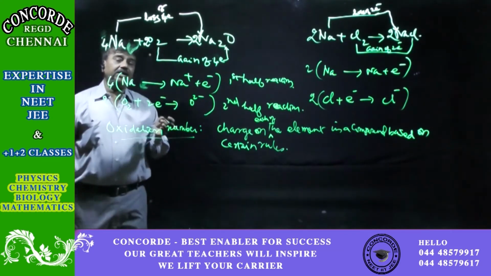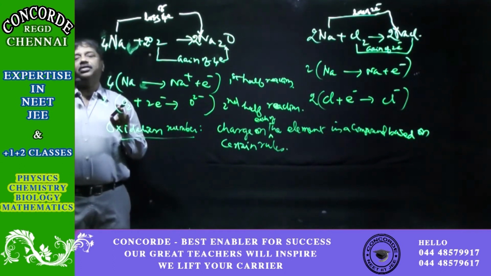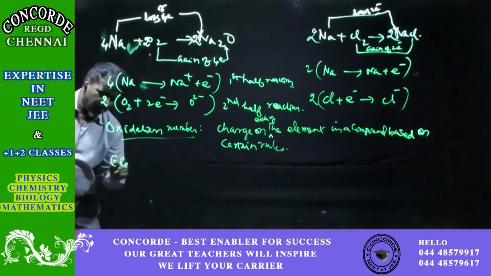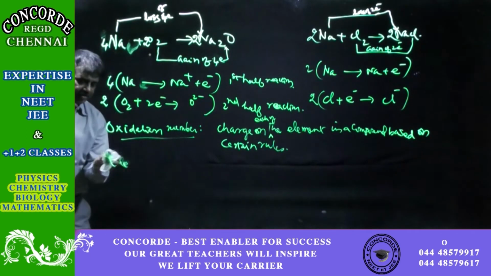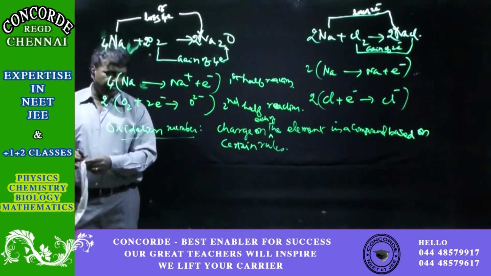In general, we can formulate certain rules. Before that, anything in the natural state, any element in the natural state or available in a free state, the oxidation number is considered as 0.